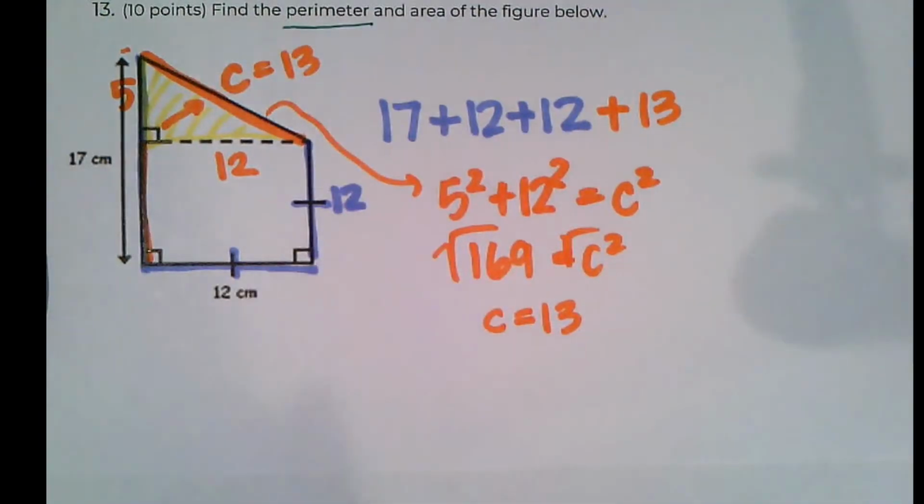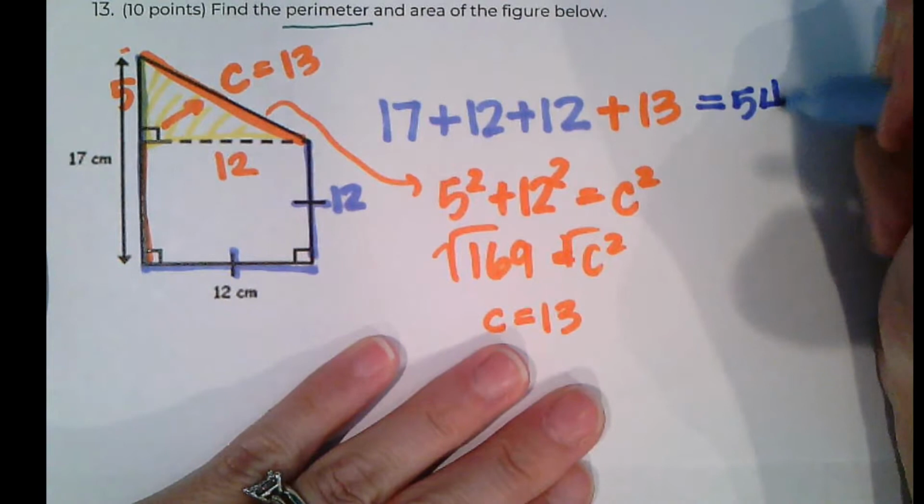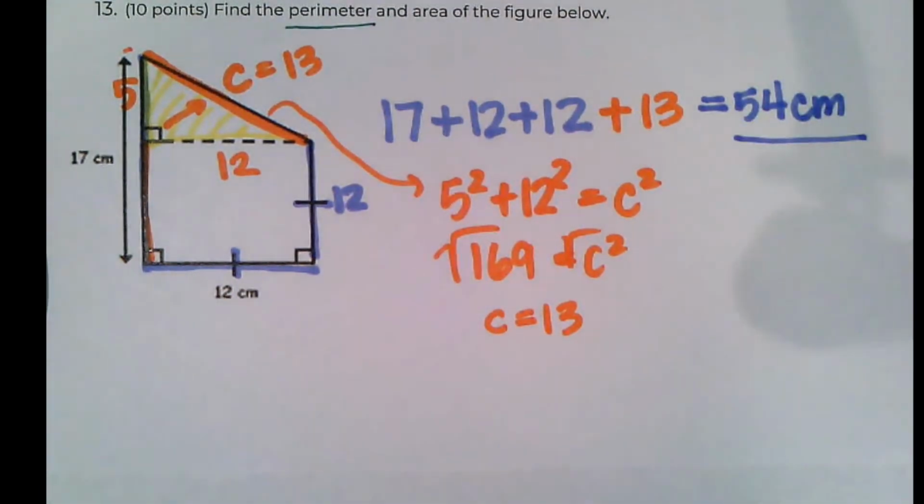So there's my perimeter, just adding all those things together. What is that, 54? I should actually check my work instead of just saying it. And then making sure we keep our units. Perimeter has the same units as our original figure.